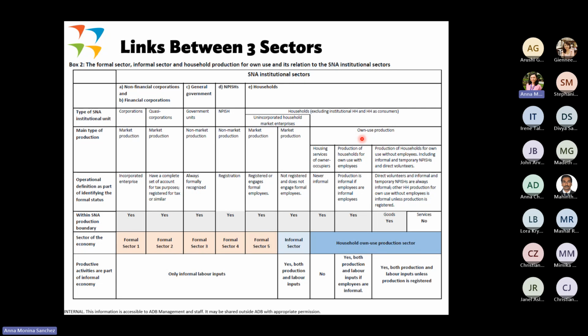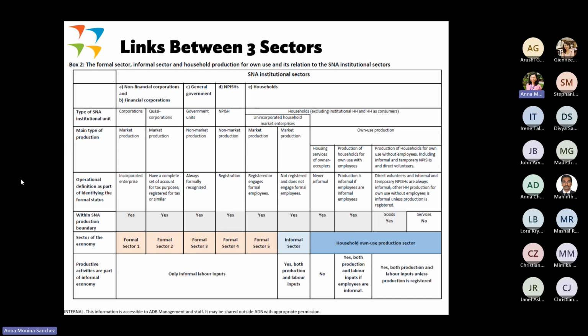Okay, if you're not familiar with the difference between market producers and non-market producers, the only difference is that your non-market producers, such as government and NPISH, provide services and goods for free or at very insignificant prices. So this would be government services for the communities or NPISH services and goods for the community. Whether they're market or non-market has nothing to do with their formality or informality. Okay, so that you're not confused.